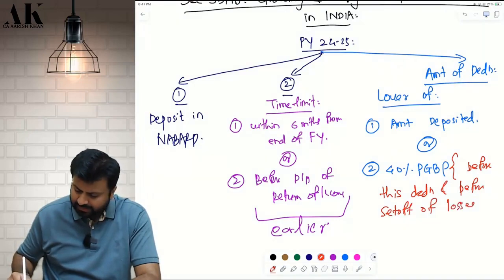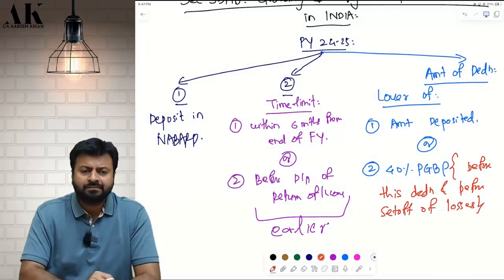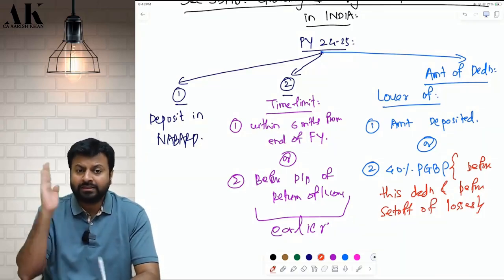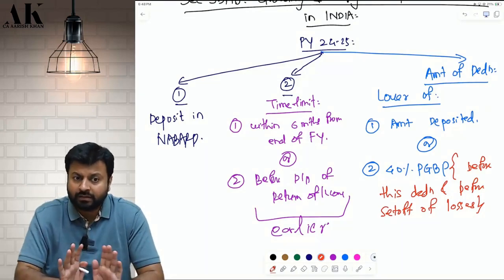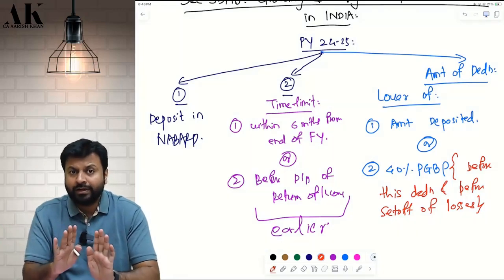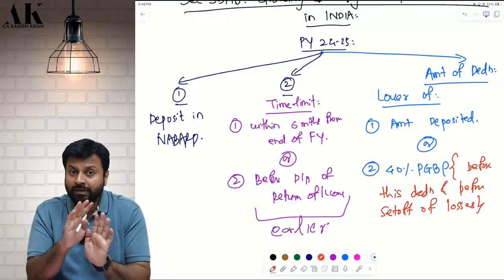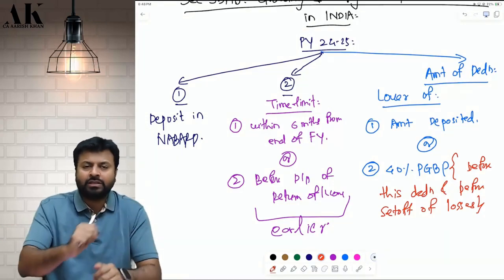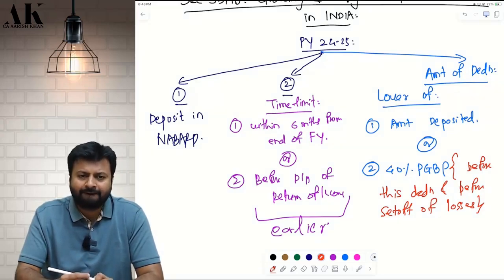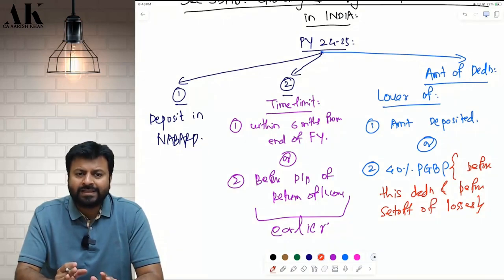If there is any brought forward loss, you don't set that off as of now. Set off later. Later you can set off. But while computing 40% of PGBP, don't set off. Take the profit before the set off of loss. Are you clear? Please tell me. Is it clear? Now, this is the amount of deduction that you are going to claim under the income tax law.